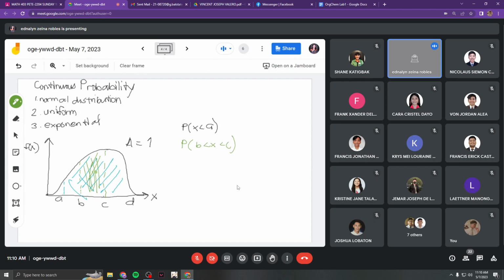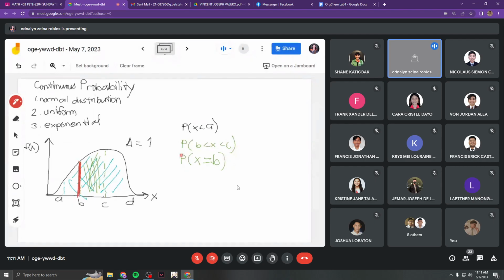In order for us to get the probability between B and C. But the question is, if we want to get the probability if X is equal to B, what will be the probability? If X is equal to B, give me the probability. So can anyone tell me what is the probability if X is equal to B, or this red line? What is the probability? Anyone? You can just try, you will not be scolded if the answer is wrong.